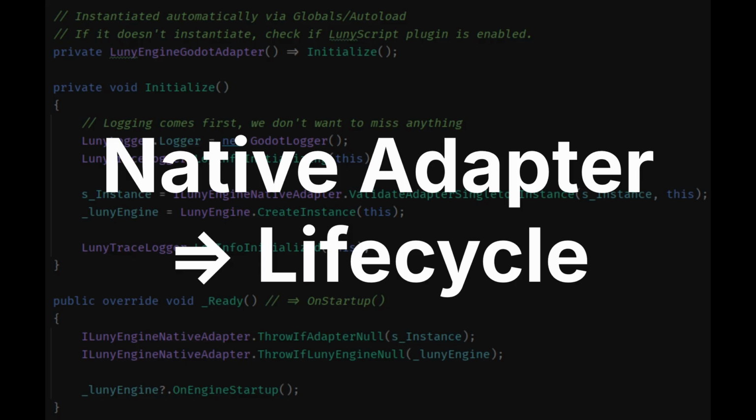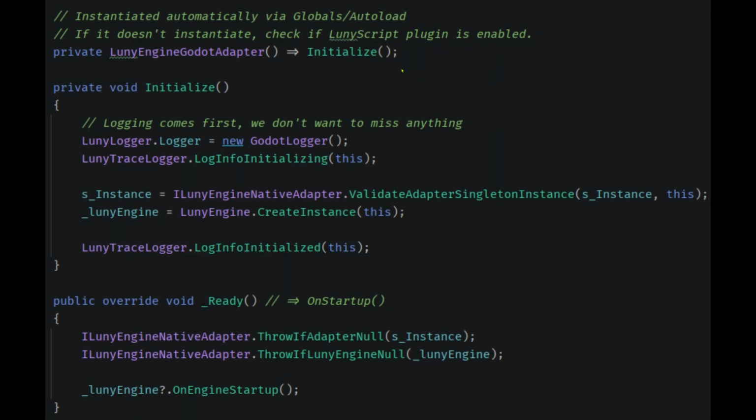Let's take a quick look at the native adapter that Luny Engine uses to hook into the lifecycle of the engine. The Luny Engine Godot adapter in this case, Unity has its own as well. This calls initialize, and it's instantiated by an autoload singleton, where I made a plugin script which installs this thing automatically. You just need to enable the plugin, that's it. Once it initializes, it simply creates an instance of the Luny engine. Next thing you know, Godot will call ready, which we'll use as our on startup. In Unity, it's the same. If we call start, we also send on startup to the Luny engine.